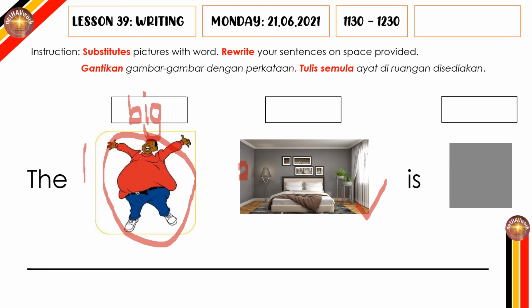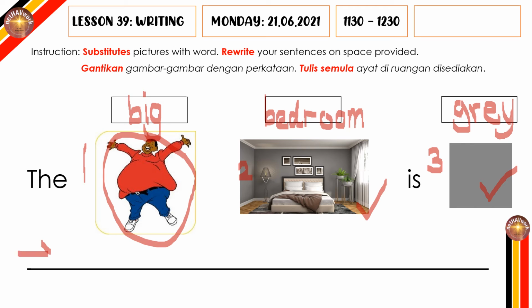What is this? Picture number 2. So this is called bedroom. So you write bed room. Okay, here in the box. And after that, picture number 3. So you will identify what color is this. Alright, this is gray. You put gray. G-R-E-Y. Gray. Alright, then you rewrite here.